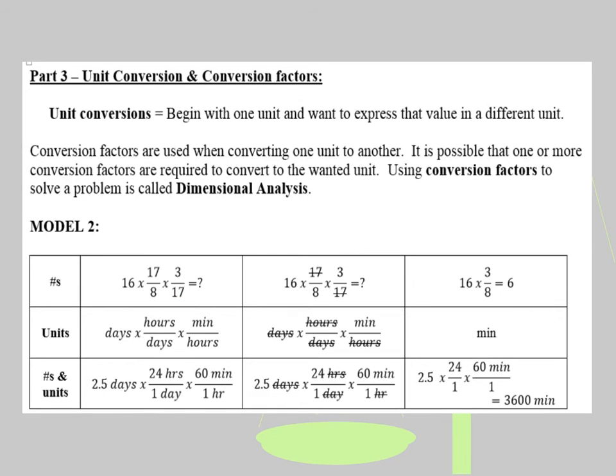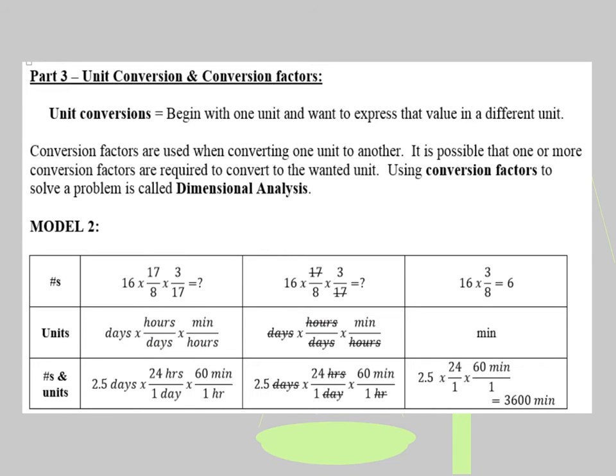Now, what if instead of numbers, I have just units? So here's my days times hours over days times minutes over hours. Well, if you notice, days divided by days cancel each other out. It'll equal 1. Same thing with hours divided by hours. It'll still cancel each other out, and you get 1. So if your units all cancel out, you end up with minutes, because that's what's left over. But now, what happens when you have numbers and units?